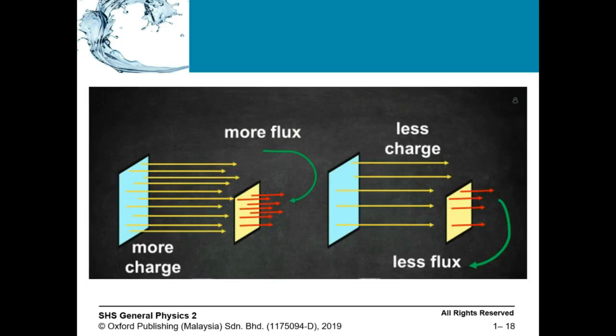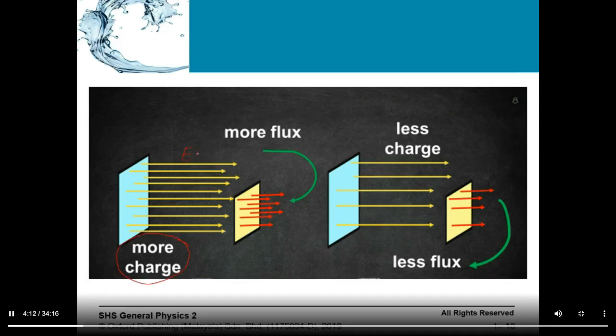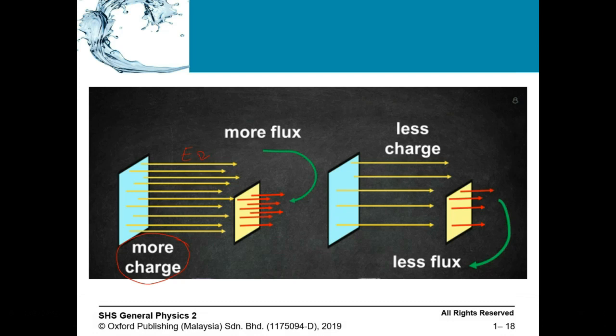So, let's have this one. If you have more charges, therefore, there are more electric field lines. Therefore, more flux. If you have less charge, therefore we also have fewer electric field lines, which also means less flux. So our charge and the number of flux are directly proportional to each other.